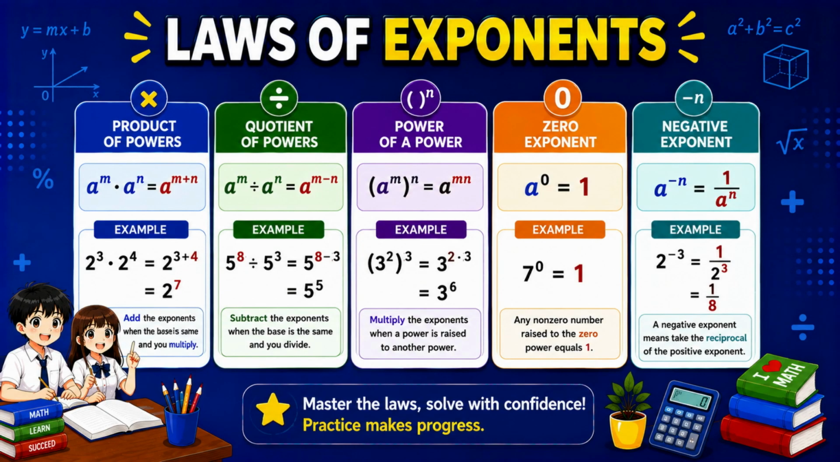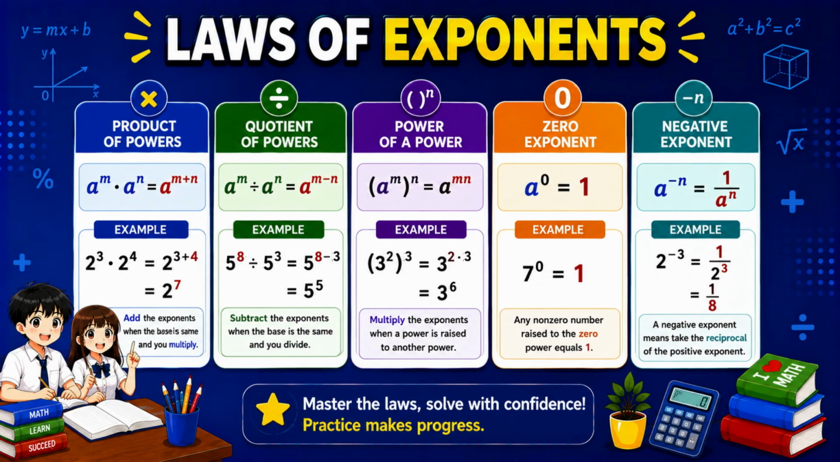These are important laws of exponents. When multiplying like bases, add exponents. When dividing, subtract exponents. When raising a power to another power, multiply the exponents. Any non-zero number raised to 0 is 1, while a negative exponent means the reciprocal.